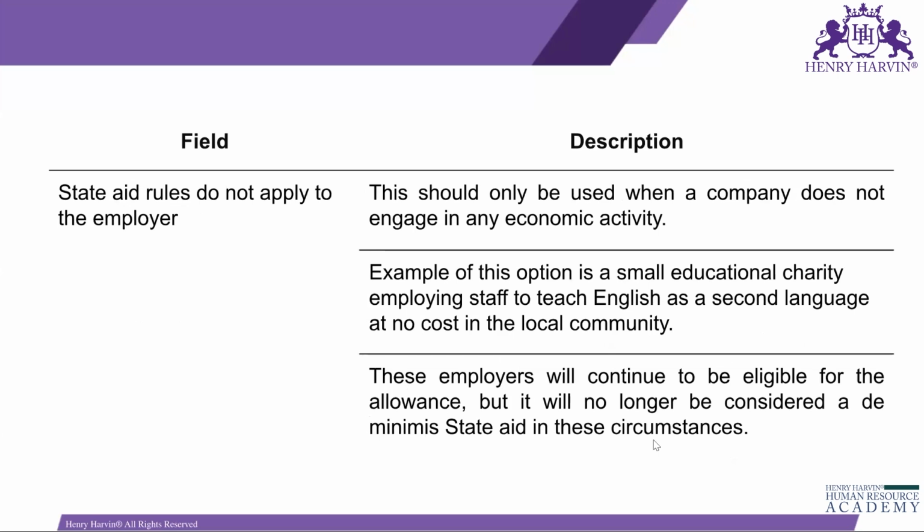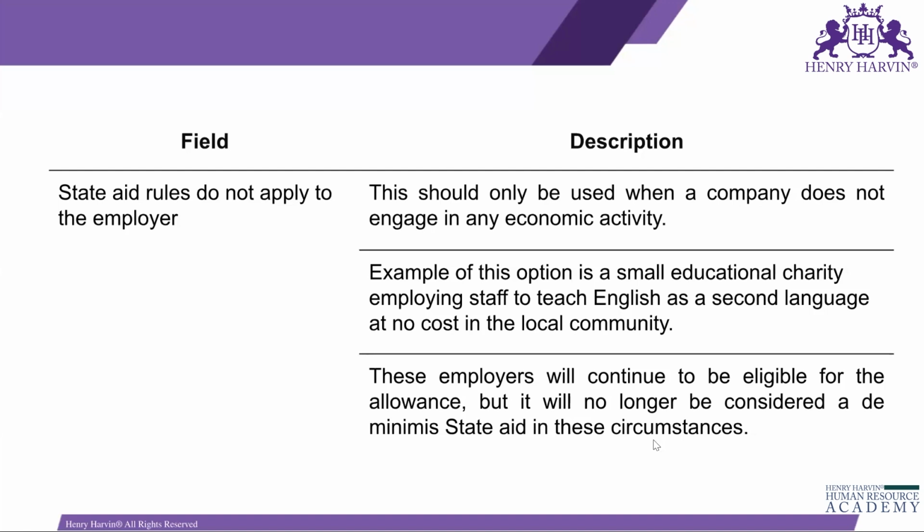State aid rules do not apply to the employer. This should only be used when a company does not engage in any economic activity. If they are not in economic activities, they can click on this option. An example of this option is a small education charity employing staff to teach English as a second language at no cost in the local community. So this is a kind of charitable organization. This is just one of the examples.